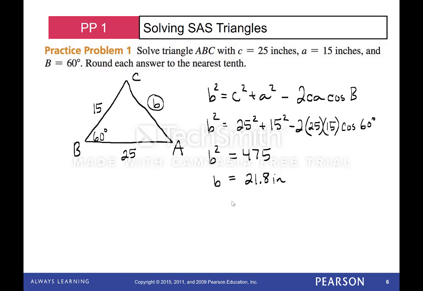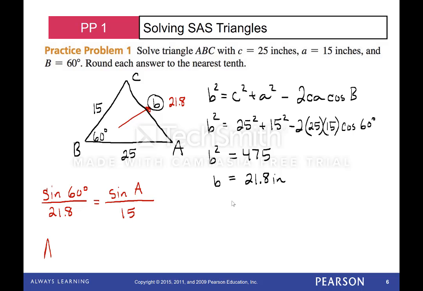Once we know it's 21.8 inches, from here on out I can use the law of sines, because now I know the angle and its opposite side right there. Perfect. Let's use the law of sines. Law of sines is sine of 60 degrees over 21.8 is equal to sine of, now we've got to choose. Do we want to do the A angle first or the C angle? It doesn't really matter as long as you correspond it correctly here. So sine of A goes to 15.